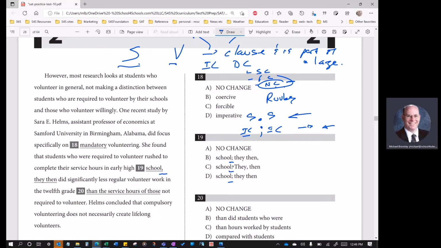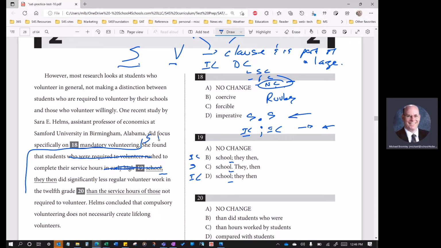Now, when I look at that, I must have an independent clause here, a sentence here, and an independent clause here. All right, now I go to my sentence here. She found what she found. She found the students. Which students? The ones who were required to volunteer. Students rushed to complete their service hours. Okay, I'm getting rid of the noise.